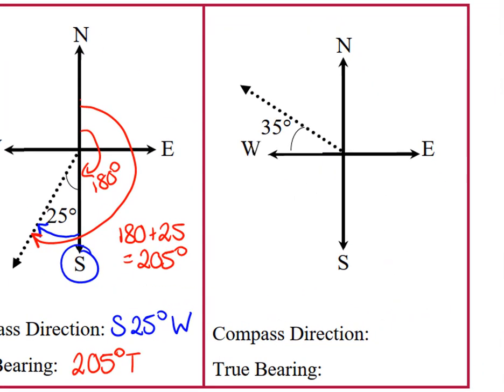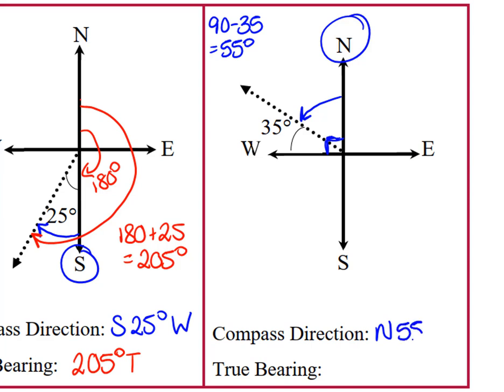Next, now we are closest to north, so it's going to be north. Now from north, you have to go this way, but we don't have that angle. But that angle will be our 90 degrees, the full amount, minus 35. So 90 minus 35, which is 55 degrees. So it's north, 55 degrees, and we're going towards west.